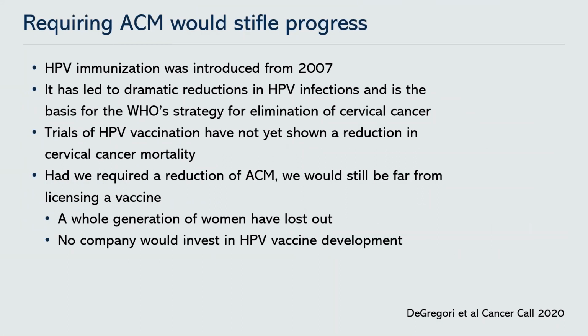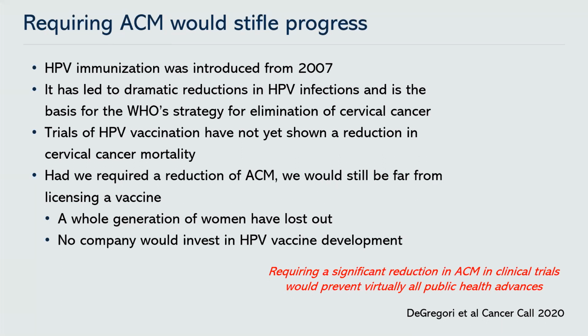HPV immunization was introduced in 2007 in some countries, in 2008 in the UK. It's led to dramatic reductions in HPV infections and is the basis of the WHO's strategy for elimination of cervical cancer. Trials of HPV vaccination have not yet shown a reduction in cervical cancer mortality. They haven't even shown a reduction in cervical cancer incidence. Had we required a reduction in all-cause mortality, we would still be far from licensing a vaccine. A whole generation of women would have lost out. But what's more, no company would ever have invested in HPV vaccine development.